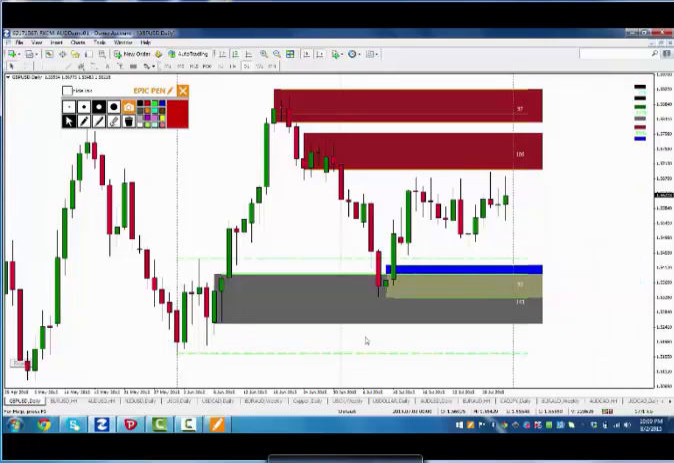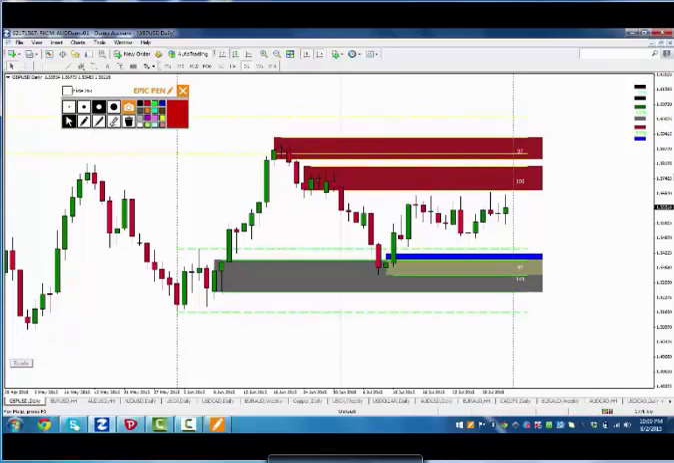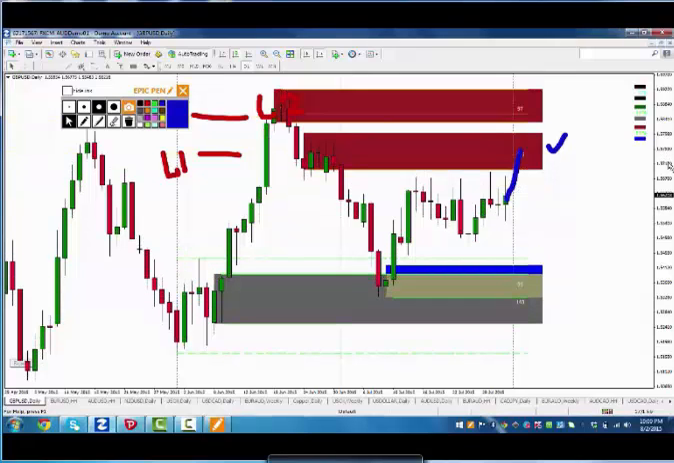All right. Okay. So now what can we do right now? You can see that we have a weekly supply L1, weekly supply L2. For me to sell, I would like to see the price rally up to this level, where I have a daily supply within the weekly supply. If I can see the price rally up higher, I would like to look for a sell.